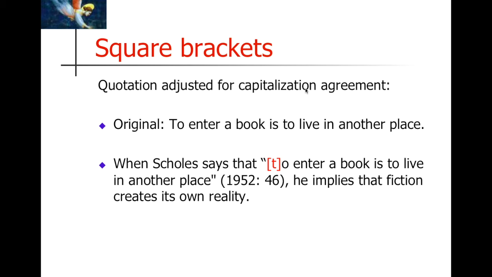Other adjustments for capitalization. Okay, so the original is, to enter a book is to live in another place. Capital letter, it's a sentence. When Skoll says that to enter a book is to live in another place, you see, I don't need a capital there, so I've made that original capital into a lowercase. And to indicate that I did it and he didn't, it's in square brackets. Okay, once again, don't use the red. I put it there so that we can see it. Some style sheets do not require that. They're quite happy with a capital letter there. In fact, the place I took this example from had a capital letter. Personally, I think it makes sense to use the square brackets and adjust the capitalization.